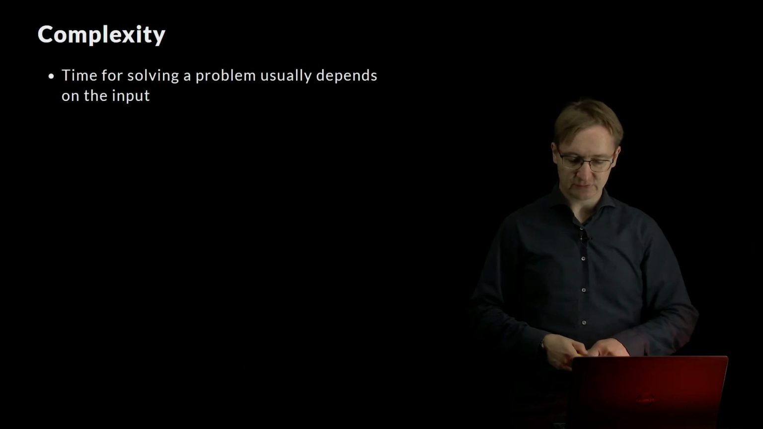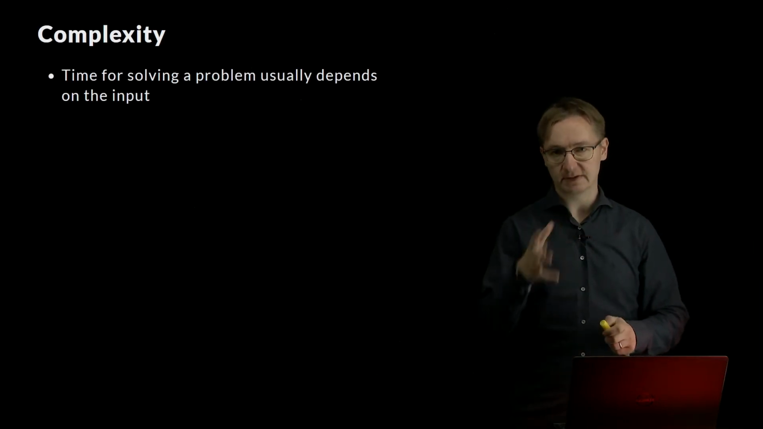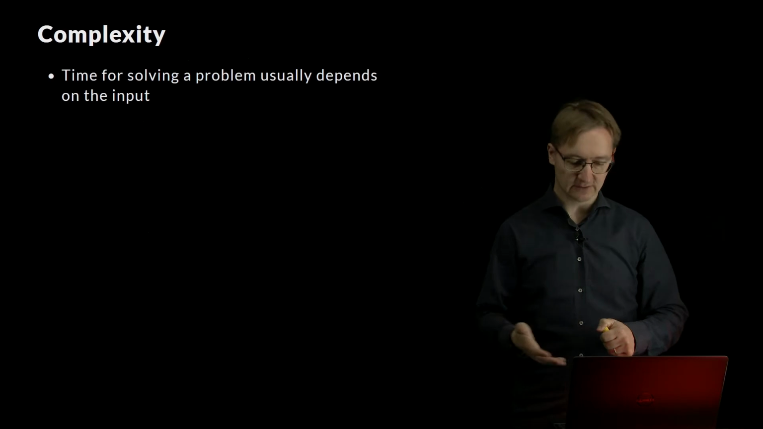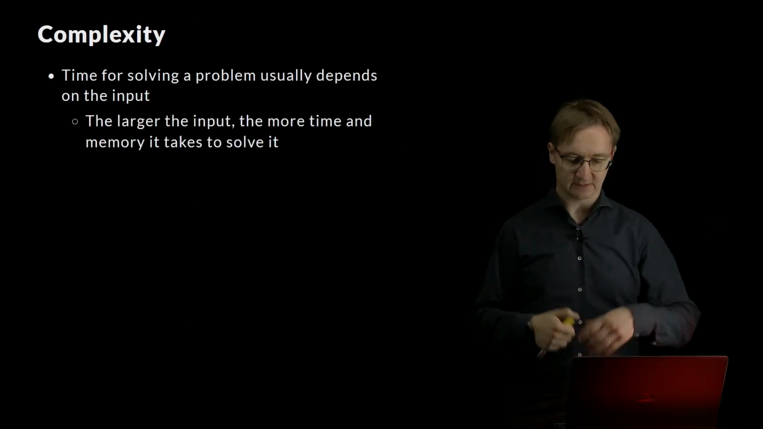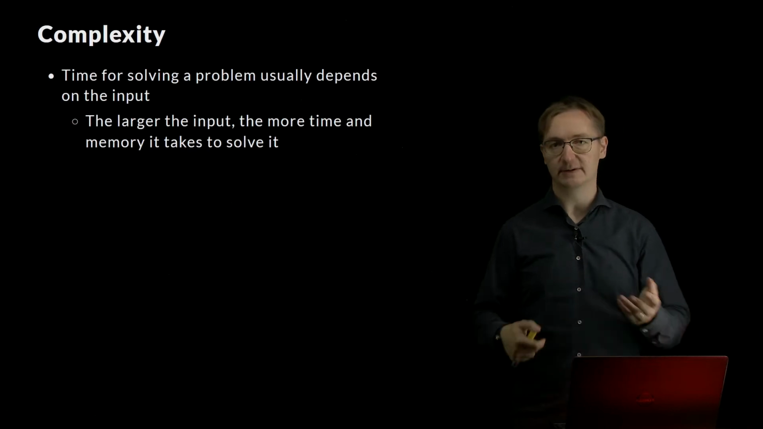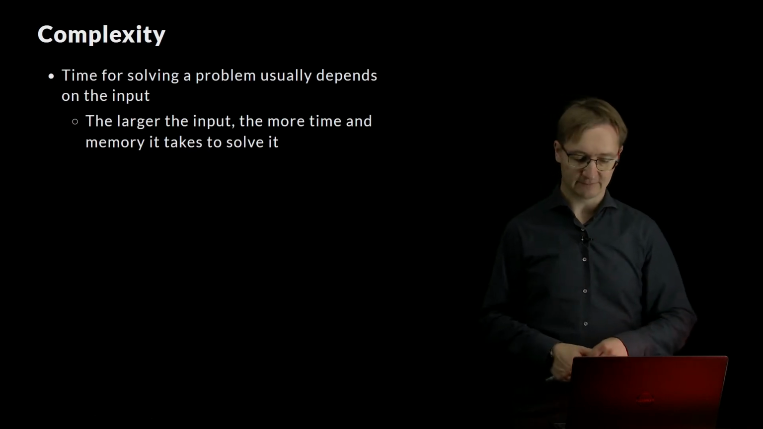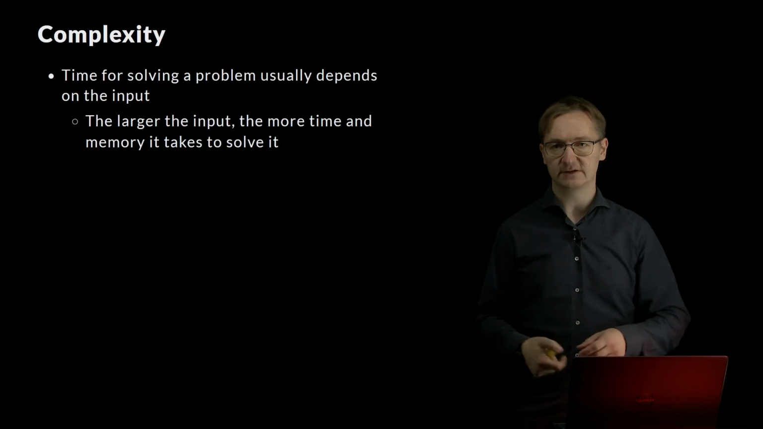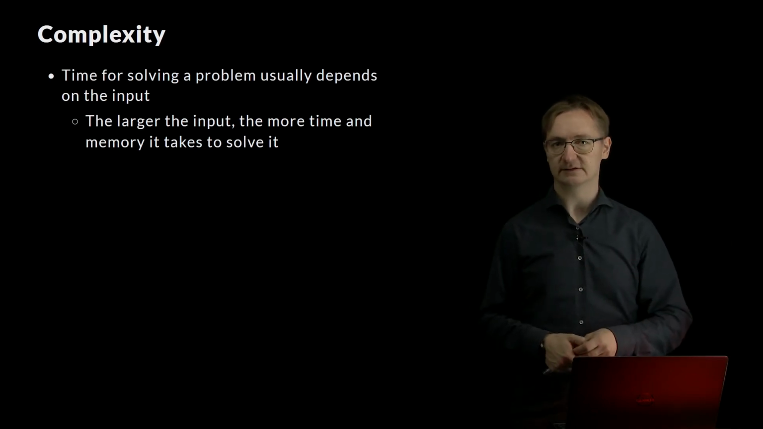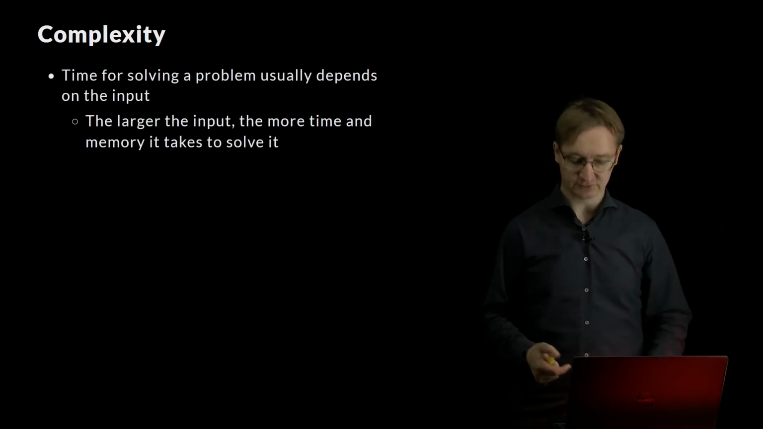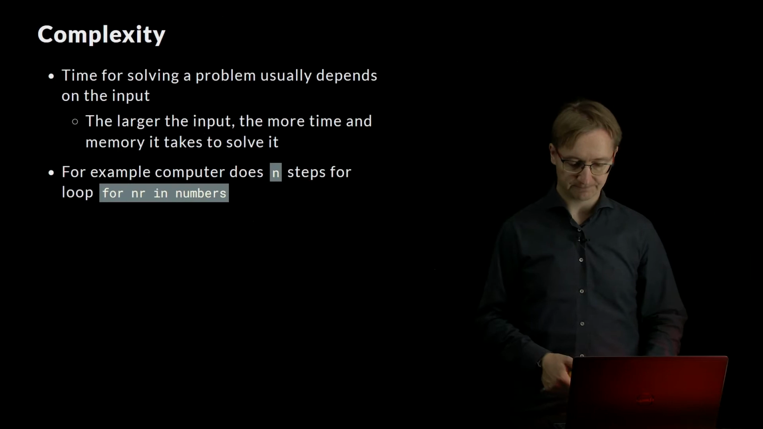So usually the complexity, or time to execute the program, depends on the input. So we can say that the larger the input is, the more time and more memory it takes. So if I have a list of 3 numbers compared to a list of 1 million numbers, then we can say that the million numbers takes more time and memory usually. Depends on the problem, of course.